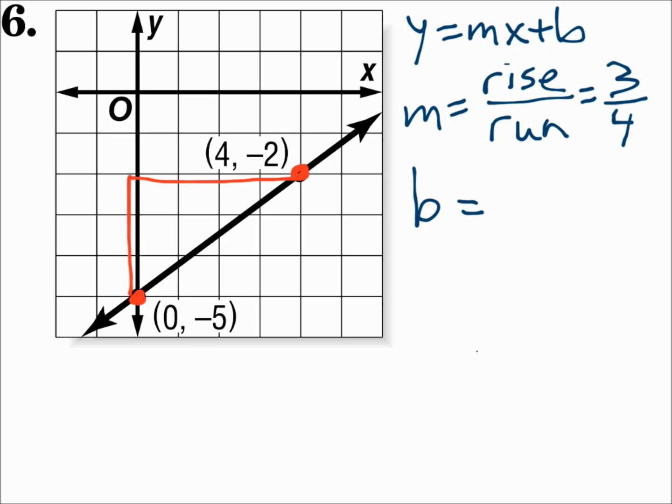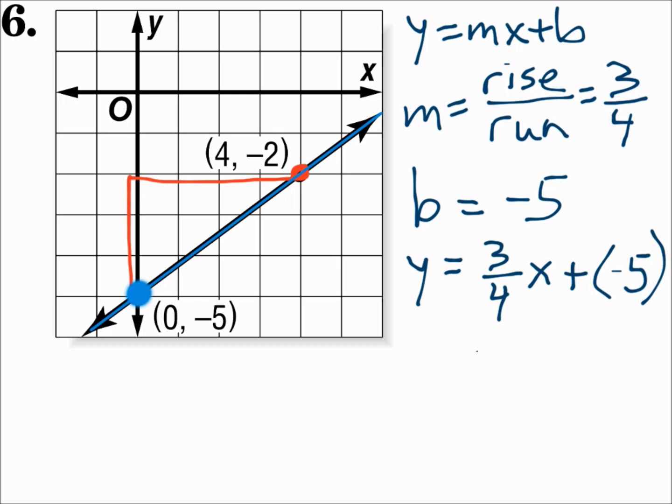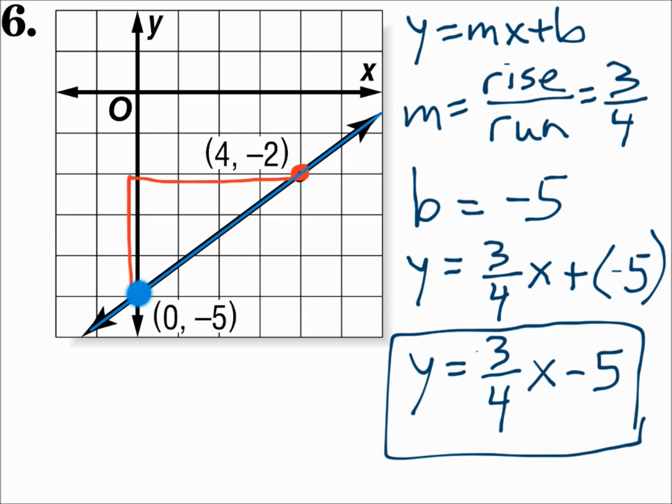For the y-intercept, this line crosses the y-axis at -5, so b is -5. Now substitute into the formula. Y equals m is 3/4, x plus b is -5. And simplify. Y equals 3/4 x minus 5. Do rise over run to find the slope, find the y-intercept, substitute in, and simplify.